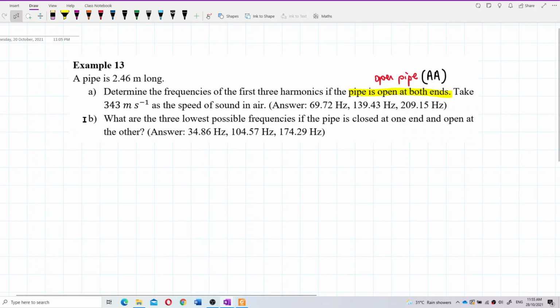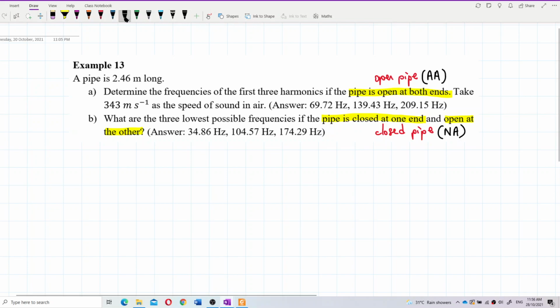Okay, and then the other, B, is using a pipe closed at one end, open at the other. So take note, one closed end, one open end. So this is a closed pipe. The closed end is a node, and the open end is an antinode. So the open pipe is antinode, antinode, and the closed pipe is node and antinode.